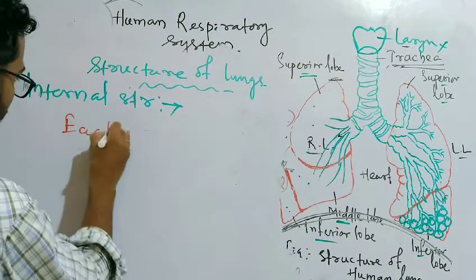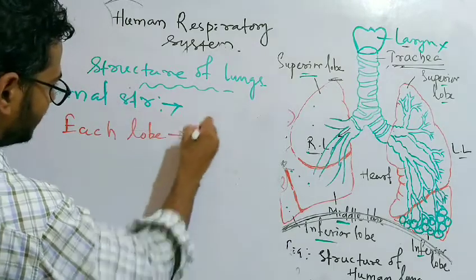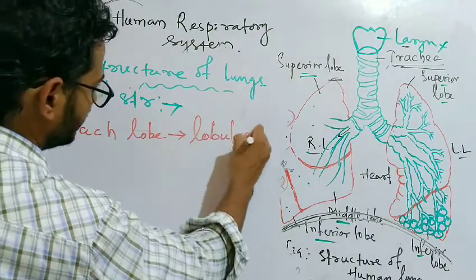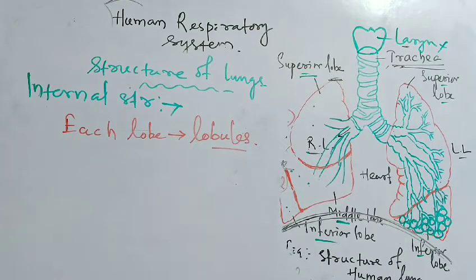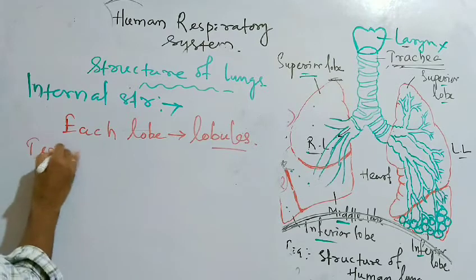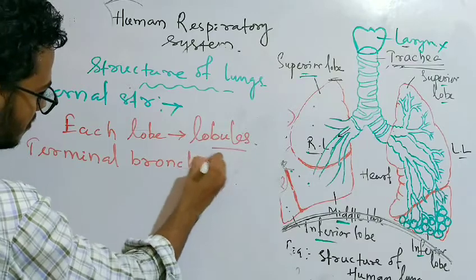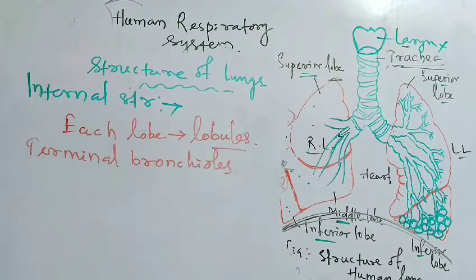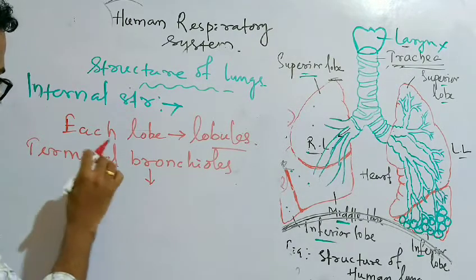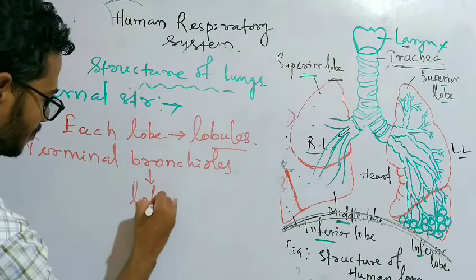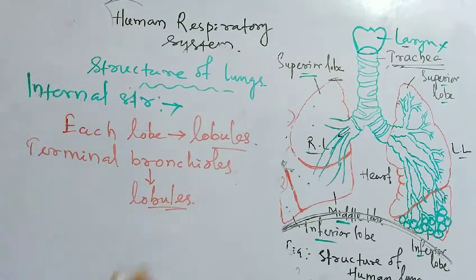Each lobe is divided into smaller lobules. Okay, then lobules receive terminal bronchioles. The terminal bronchioles, after the division of bronchioles into secondary bronchioles, then terminal bronchioles. These terminal bronchioles are supplied to each lobule. They reach each lobule with fresh air.